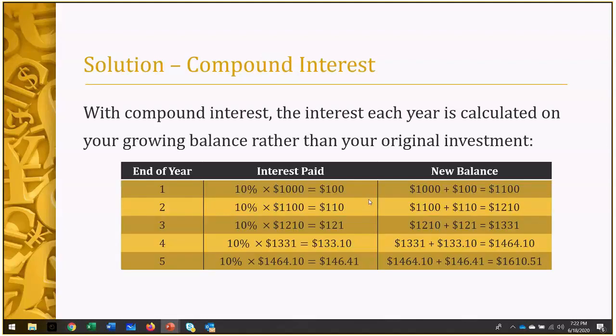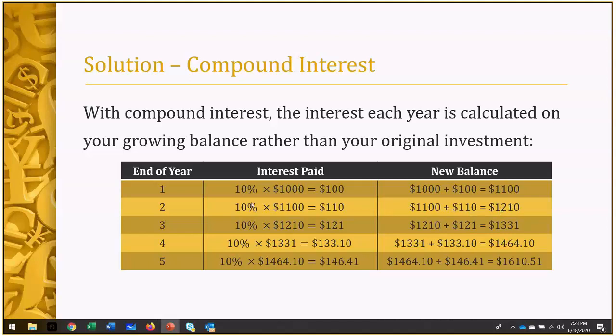For compound interest, it's 10% of the initial investment for the first year, which means you earn $100 just like in the other account. You're now at $1,100. But now when you go to start year 2, you're going to earn 10% of the new amount, which is going to be a little bit more. 10% of a higher amount is more money. And so it's going to be $1,100 from the previous year, plus the new amount, which is slightly higher, which means you're going to end with $1,210 at the end of year 2.